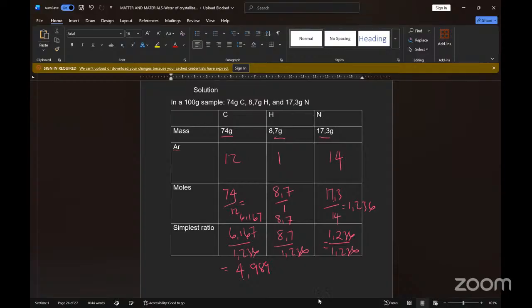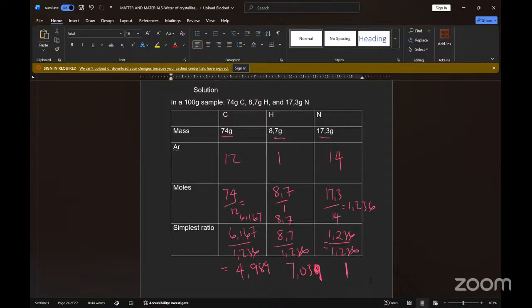And then here the answer is 4.989. Then this one is 8.7 divided by 1.236. This one gives us 7.039, it doesn't really matter, 7.039, and then the last one gives us 1.